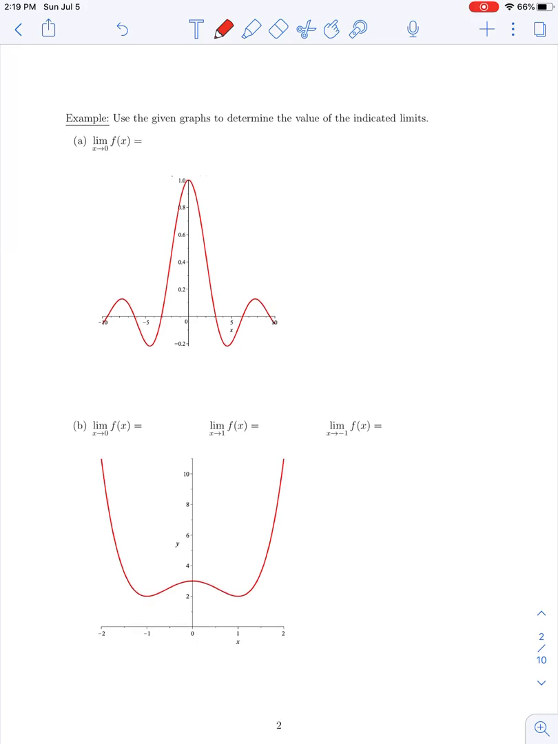So let's look at some other examples evaluating limits using the graph of a function. In this first one, we have the graph of a function shown here in red, and we are asked in part A to find the limit of that function f of x as x is approaching 0. So on our x-axis, the horizontal axis, we're going to ask ourselves, what's happening with the values of my function as the x values are getting closer and closer to 0?